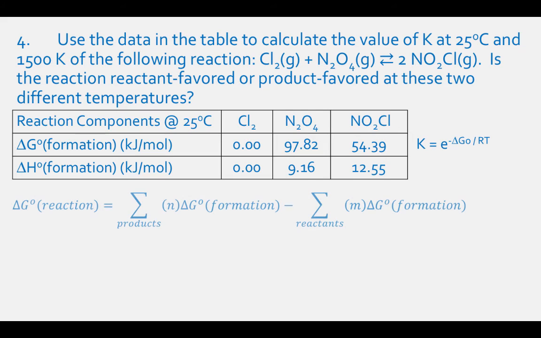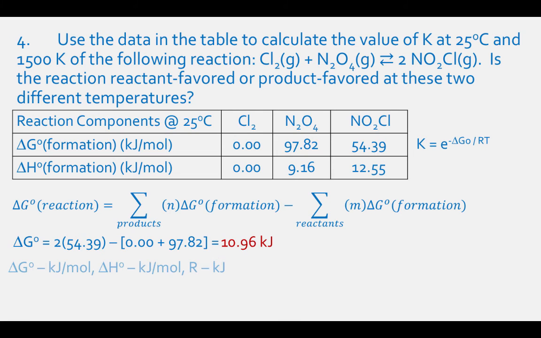To find the standard delta G of the reaction, use the equation the sum of the products, standard delta G of formation, times the coefficients in the balanced equation, minus the sum of the reactants, standard delta G of formation, times the coefficients in the balanced equation. This will equal 2 moles times 54.39 kilojoules per mole minus 0.00 kilojoules per mole plus 1 mole times 97.82 kilojoules per mole. Our standard delta G equals 10.96 kilojoules.